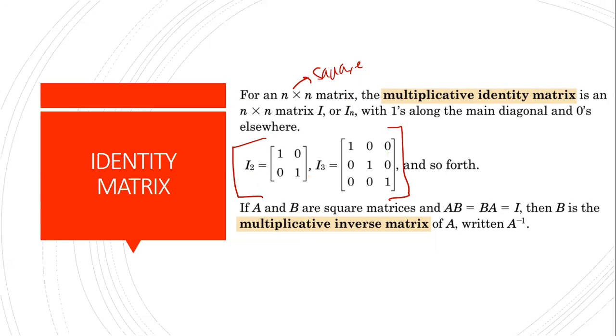Okay, so the main thing that you need to write down: what is an identity matrix? It's a matrix that is a square matrix, and it consists of zeros and ones with ones along the diagonal. Can we handle that? Yes.